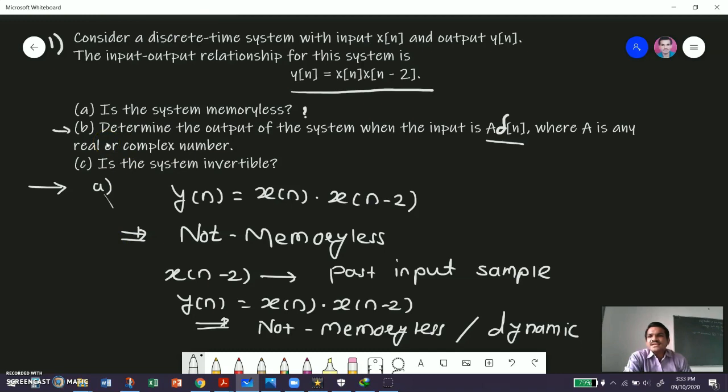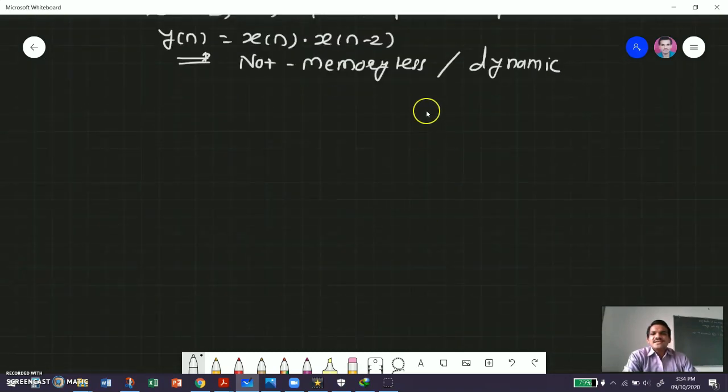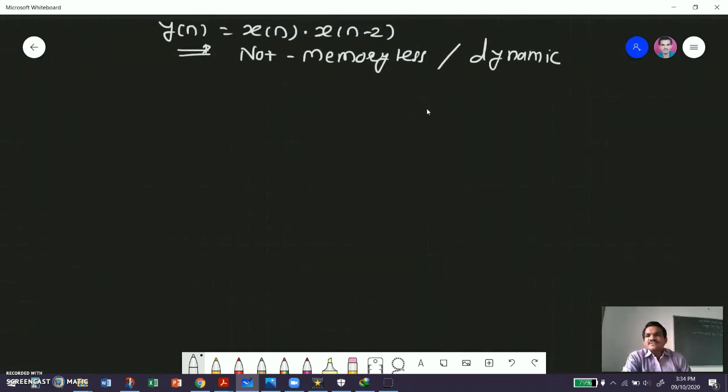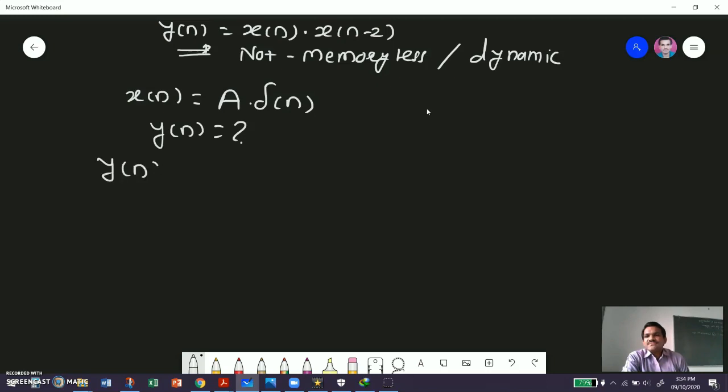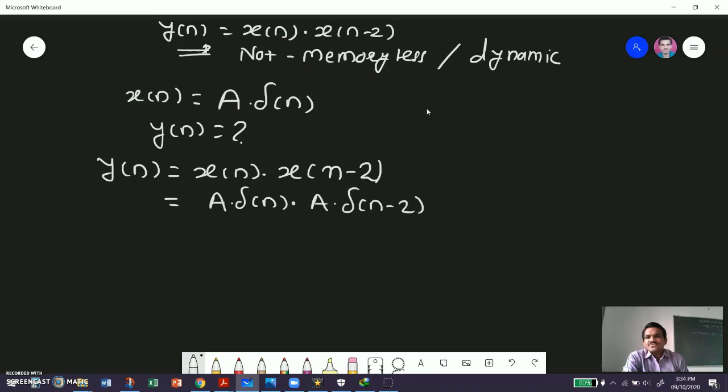The second problem, that is our b, states that we have to determine the output of the system when the input is a times delta n. So let us consider that x of n is given as a times delta n, and we have to find y of n. Y of n is x of n times x of n minus 2. Put x of n equals a times delta n, so a times delta n into a times delta n minus 2.